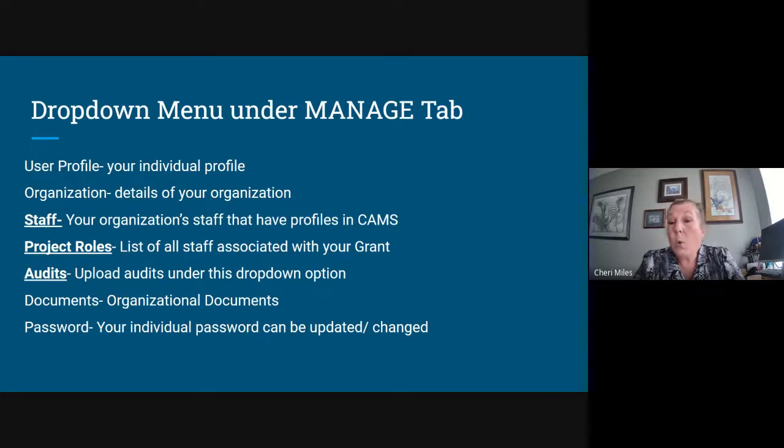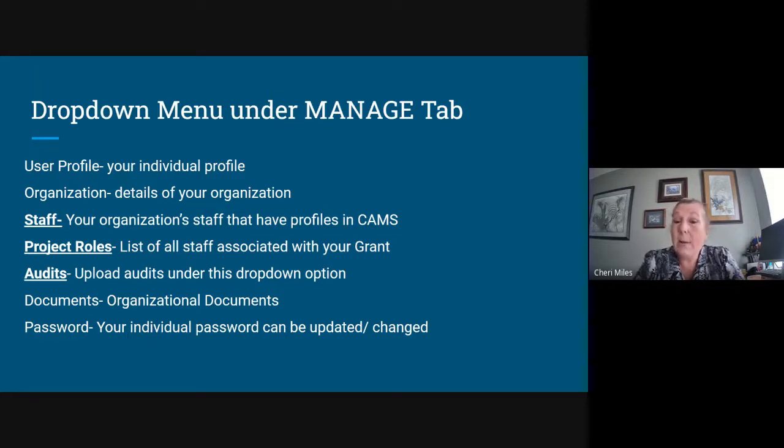The next button down is Organization, and that lays out the details of your organization. You do not have access to change that page. Only the profile manager can. And we're going to talk about the different roles in CAMS a little bit later. Your organization page will show the address and the type of organization. Are you a CHODO? Are you a nonprofit? Are you a local unit of government? And it gives the details of who your profile manager is for this CAMS project.